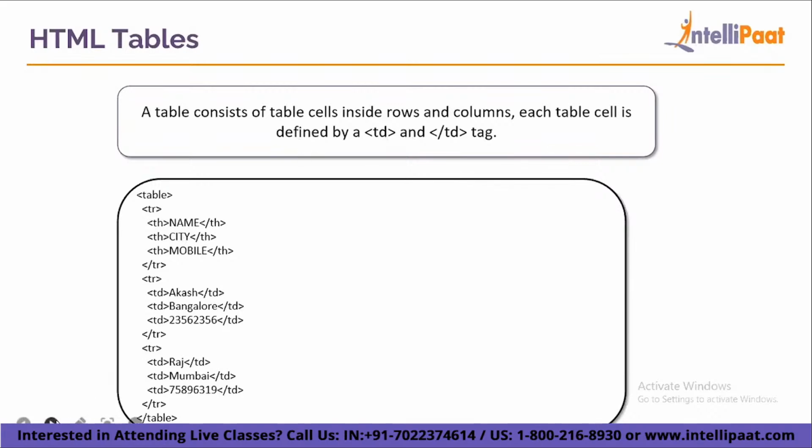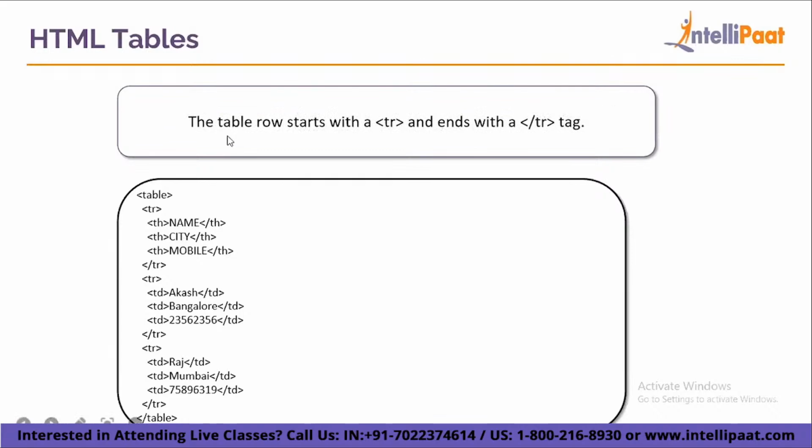And next, a table row starts with the TR and ends with the TR. If you want to start any table row, you have to go with the TR tag. This TR tag will help you in opening the table's rows. Rows will get opened, so now you can start filling the information in that. That is what it says.